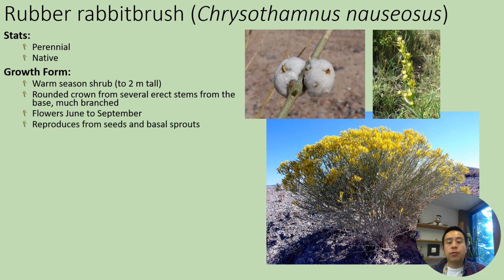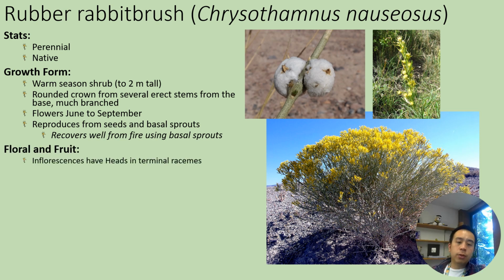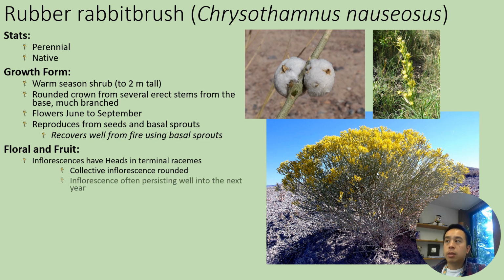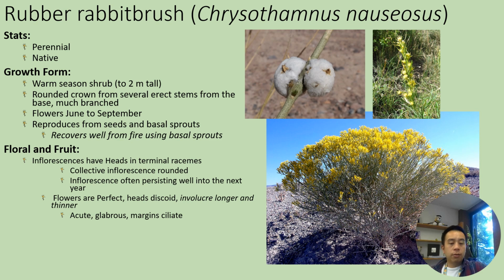It reproduces primarily from seeds, but also can resprout from the base. And it recovers well from fire using these basal sprouts. In terms of the inflorescences, they are often organized in heads in terminal racemes, and collectively the inflorescences are rounded, and the inflorescences often persist well into the next year. The flowers themselves are perfect with discoid heads, and the involucres are longer and thinner than the flowers themselves. Oftentimes the bracts are acute, glabrous, and the margins are ciliate.